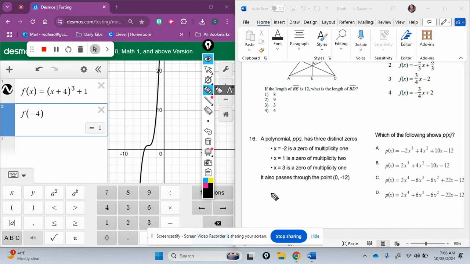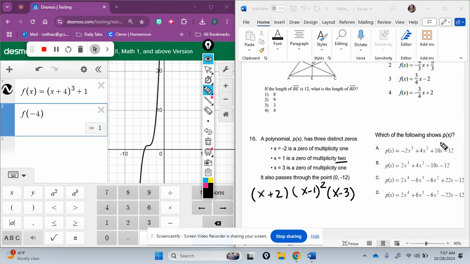So if the root is -2, the factor is x plus 2. Okay? It has multiplicity of 1. X equals 1, so that means the factor is x minus 1. And it says multiplicity of 2, so that means it's squared. And then x equals 3, so the factor is x minus 3, and it has multiplicity of 1. And it says it also passes through point 0, -12. So this is letting you know the y-intercept. Okay? So x plus 2, x minus 1 squared, x minus 3. It says it has those three distinct zeros.